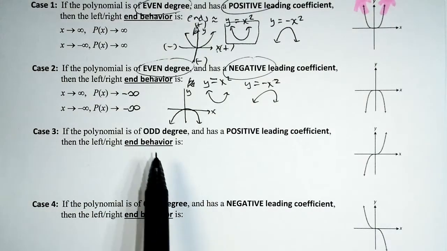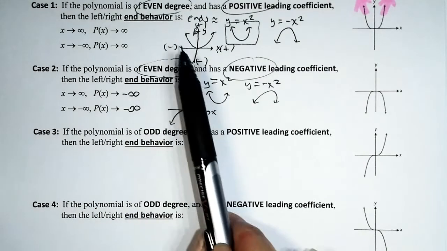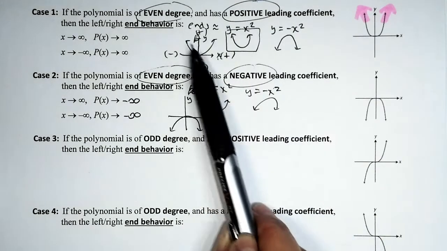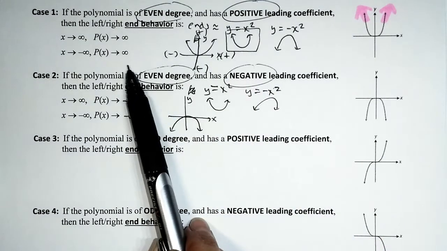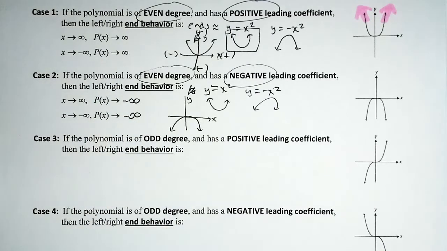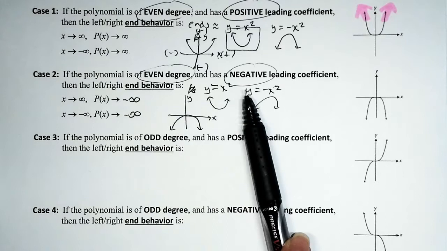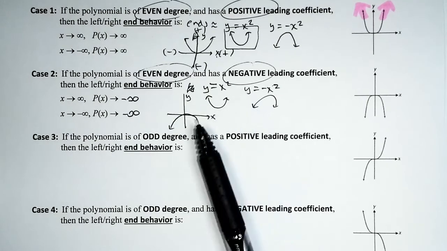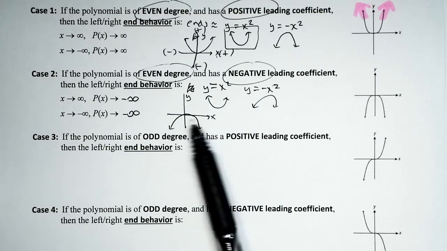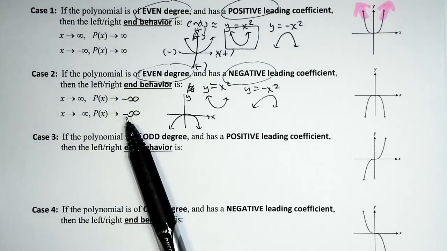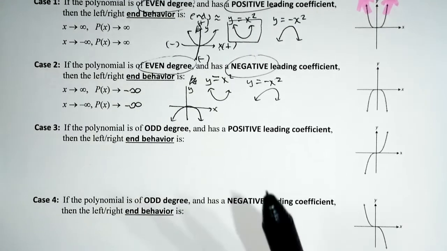So the moral of the story is this: if we have a polynomial of even degree and positive leading coefficient, then both ends go up, so the function values at both ends go towards positive infinity. If we have a polynomial of even degree with negative leading coefficient, from a visual perspective, both ends point down. Using our math notation, the function values both approach negative infinity.